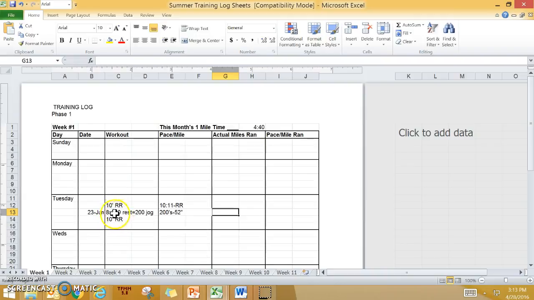So I got 2 more miles from the 200s, because remember, you're running a 200 and you're jogging a 200. So that's 400 meters every rep. So that's 2 more miles. So I did 4 miles. And let's just say I did mine pace per mile ran.